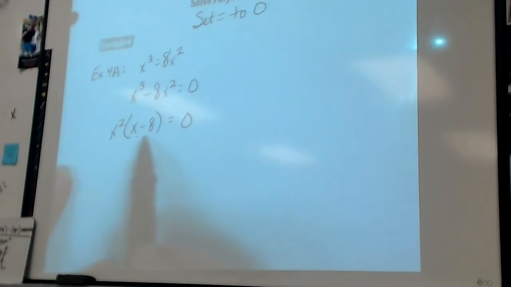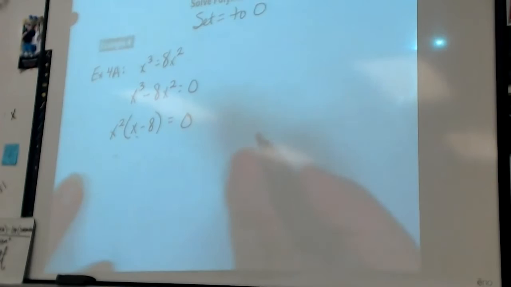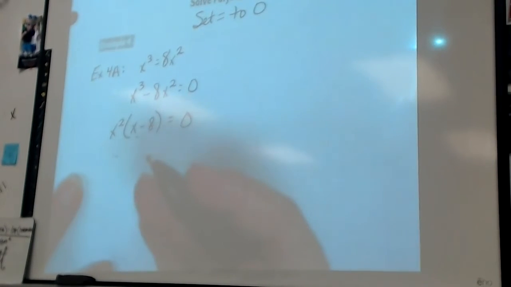Now, this is a linear factor. In other words, the exponent is 1. And you can't do anything with this. So we're done factoring. If we were just factoring, we would stop and box that, and that would be our answer. But we're solving, which means we've got to go one step further. We've got to set each one of them equal to 0 and solve.